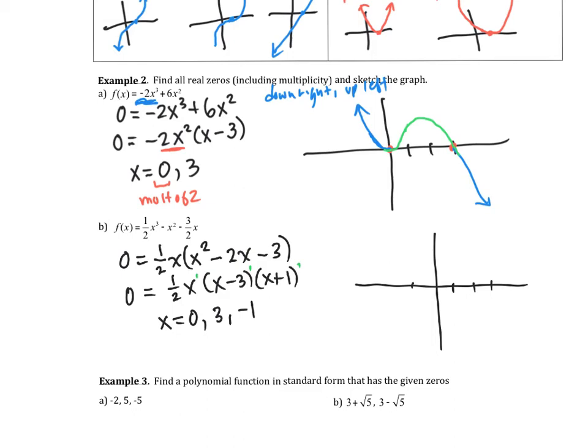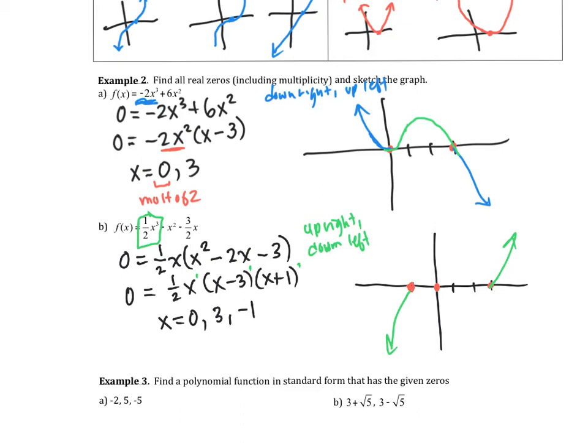Let me consider. I'm going to have a 0 at 0, +3, and -1. They all have multiplicity 1, so I know it's just going to pass through. So I'm going to consider the end behavior before I progress. The leading term is 1/2 x to the third. Since it's odd, it's going to go up on one side, down on the other. Since it's positive, it's going to go up on the right, down on the left. And again, you don't have to write it, but your graph needs to reflect that you respected the end behavior. So it's going to go up on the right, down on the left.